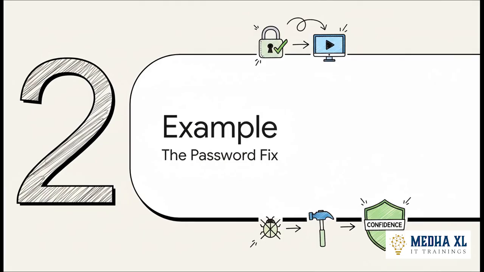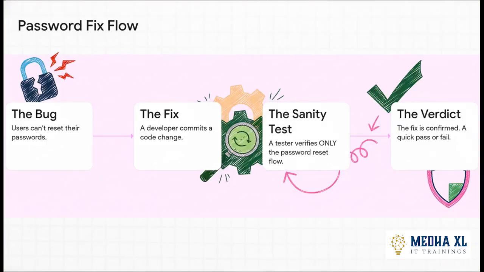Okay, theory is all well and good, but let's make this a little more real. We're going to walk through a classic, everyday example, fixing a broken password reset feature. Okay, so let's follow this. Step 1, the bug gets reported. Uh-oh, users can't reset their passwords. They're locked out. This is a big deal. So a developer jumps on it, finds the problem, and pushes a code change.